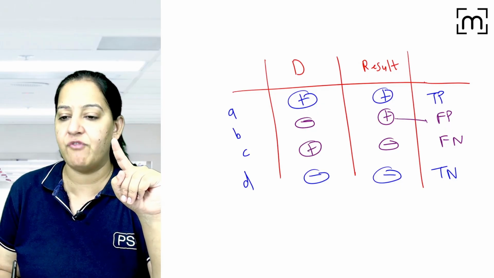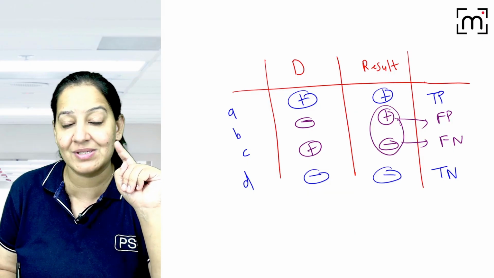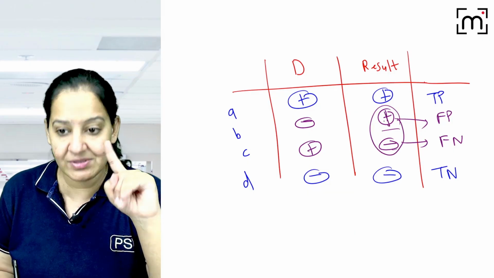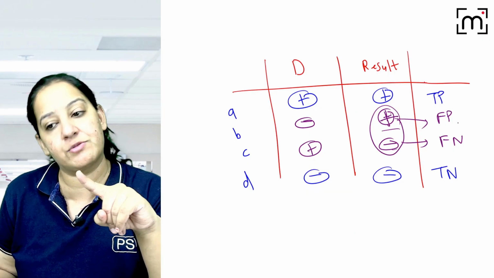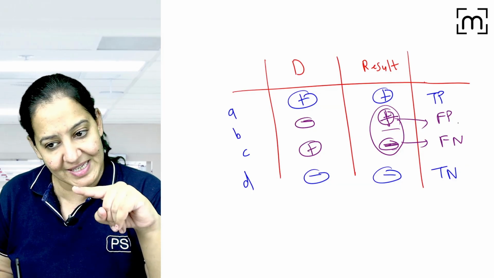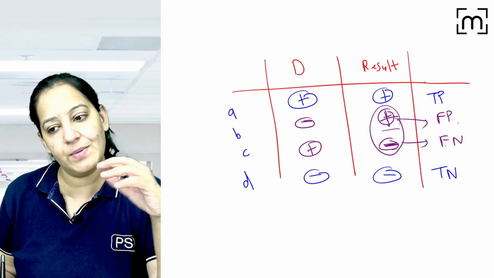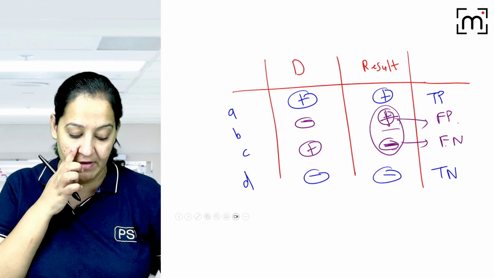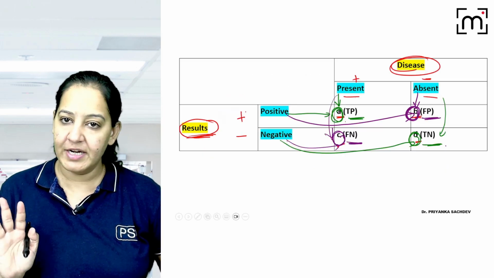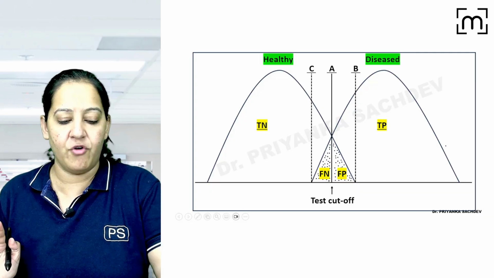So false positive and false negative are based on the test results, but these are false results. The test result says positive, but actually it's not positive. That's why false positive. The test result says negative, but actually it's not negative. That's why it's false negative. So please understand it very carefully. So you got it. The same I can show you in the form of a graph.